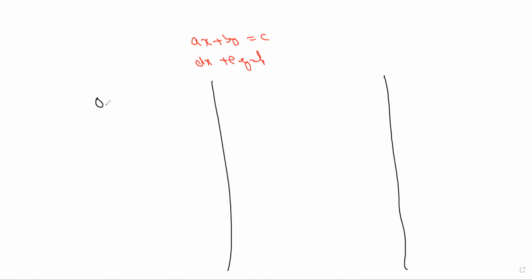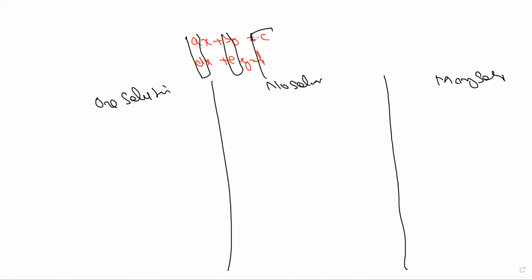Let us write the two equations: ax plus by is equal to c, and dx plus ey is equal to f. Fine. We have three cases. What are those? The first one is one solution, the second one is no solution, and the last one is many solutions. To find that out, you just have to take the coefficients of x, y, and the constant term, and compare. That's all. So I just have to do a by d, is equal to b by e, is equal to c by f.